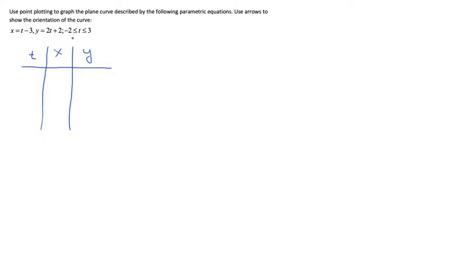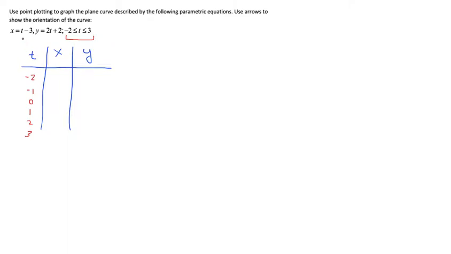Another thing to notice is this part right here. This is saying that we're only going to pick values of t from -2 to 3. Sometimes they won't give you a restriction, so you just pick any value of t that you want. But in this case, we're going to restrict it from -2 to 3. So let's pick t as -2, -1, 0, 1, 2, and 3, and then figure out what x is based on this t value.